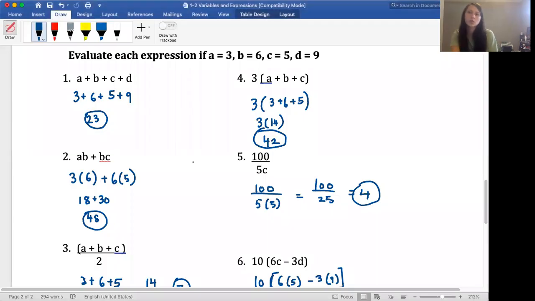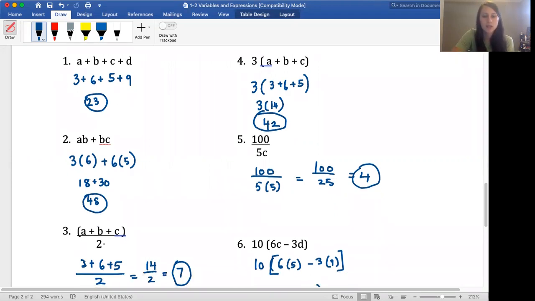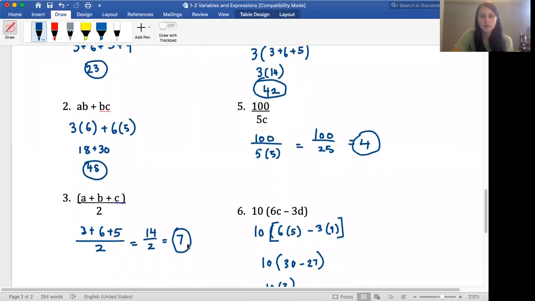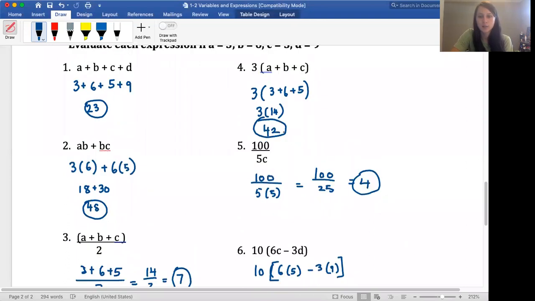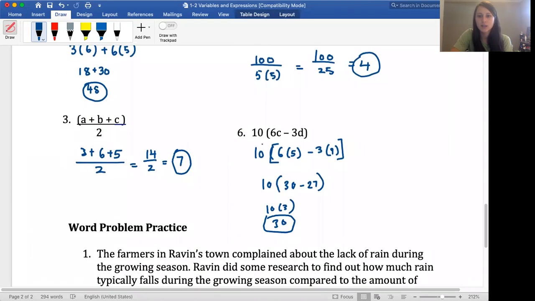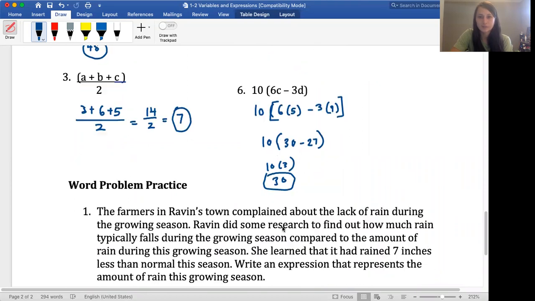Okay, let's take a look at what you have. So number 1, when you sub in all the numbers for each variable, it's 23. Number 2 is 48. Number 3 is 7. Number 4 is 42. Number 5 is 4. And number 6, there's a few things going on here, is 30.